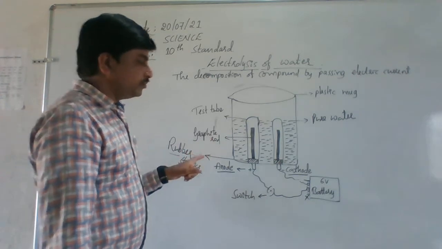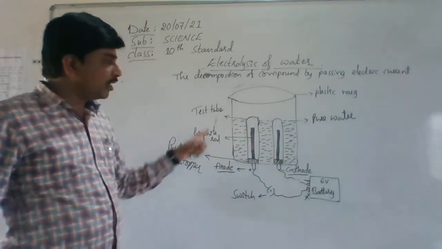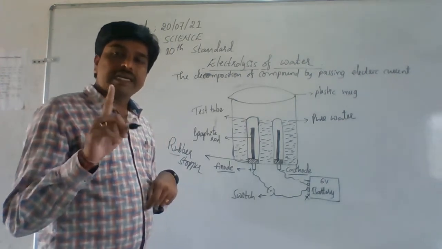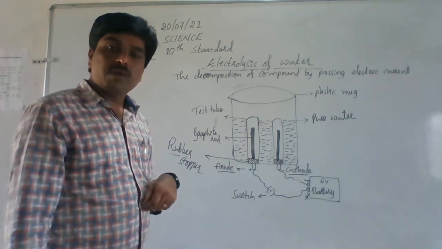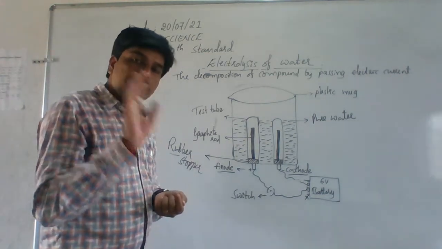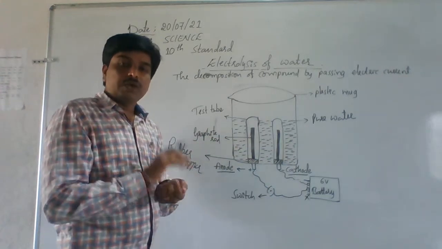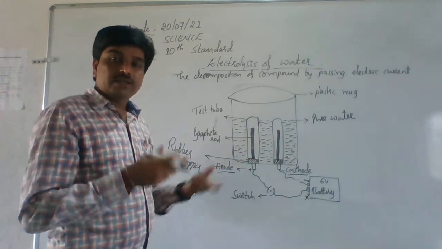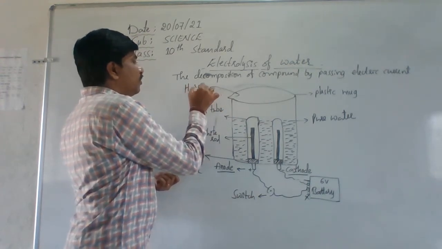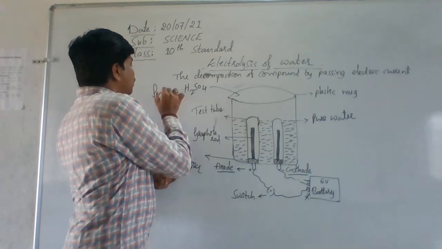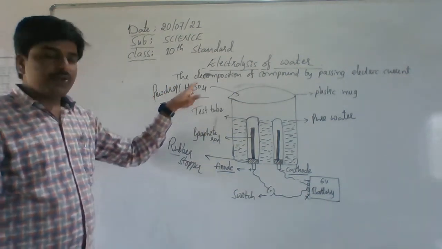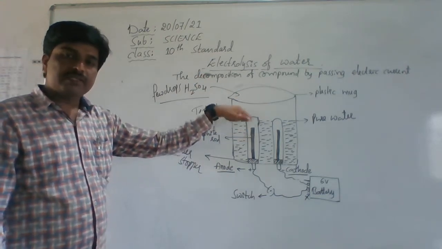Then before passing this electric current to this pure water, remember one thing, pure water is a bad conductor of electricity. Hence, you have to make it conduct electricity. How, sir? By adding a few drops of sulfuric acid. Add a few drops of sulfuric acid and stir it well.